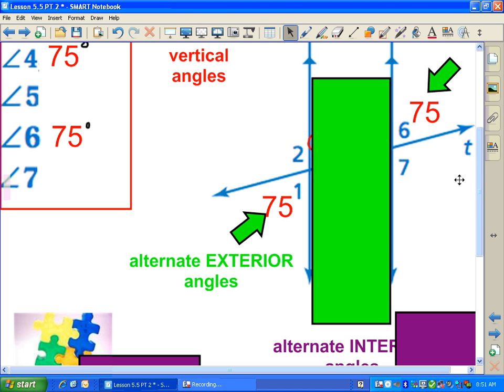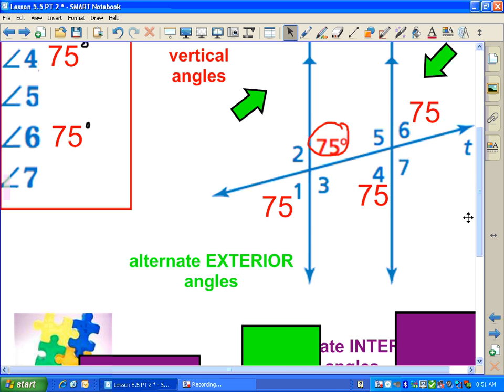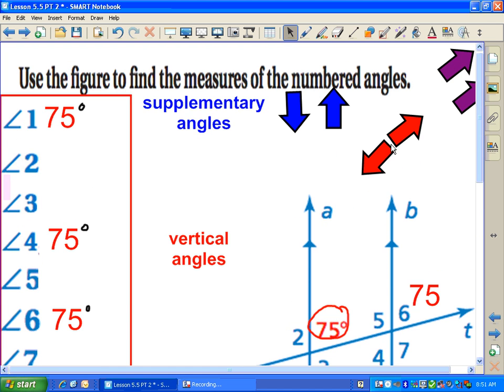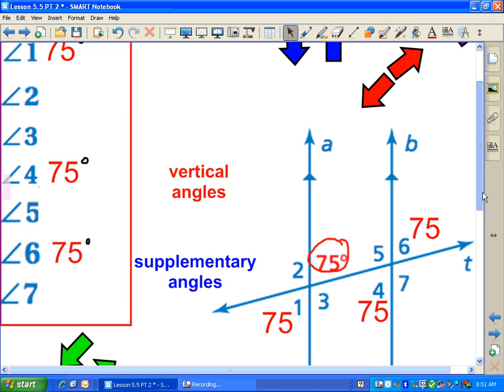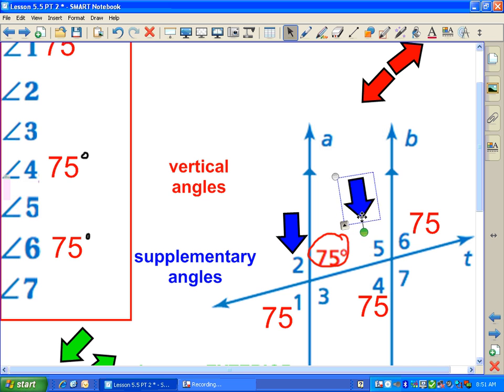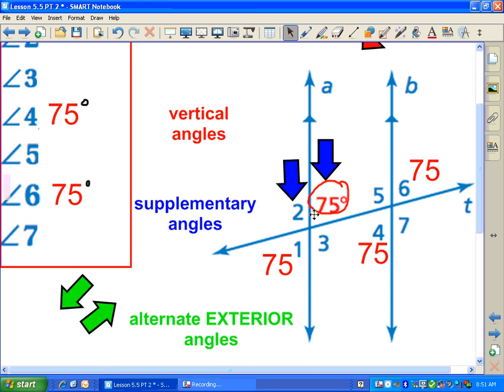So let's see if I can use some other information from this problem. Let's move this guy out of the way. Slide down here. I'm thinking supplementary angles. Supplementary angles add up to 180 degrees. I'm thinking that angle 2 and 75 degrees form a straight line, so they have to be supplementary to each other.